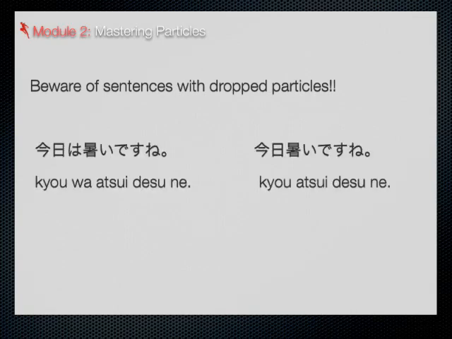So let me give you an example of what I mean. So here's a sentence that means today is hot, isn't it? And on the left-hand side, we have kyou wa atsui desu ne. So you can see the wa is in the sentence. This is kind of the way you might learn it in a textbook. But on the right-hand side, you have kyou atsui desu ne, and you notice the wa isn't there. But this is probably the way you will hear a native Japanese person say this sentence. They'll drop the wa completely. It sounds very natural, and it's much more fluid. When you hear a Japanese sentence dropping a particle, take note of it, because next time when you say that sentence in Japanese, you'll know that you can drop the particle too, and that just makes your life that much easier.